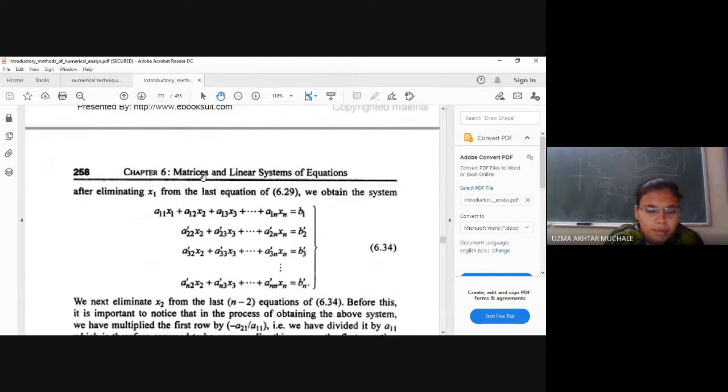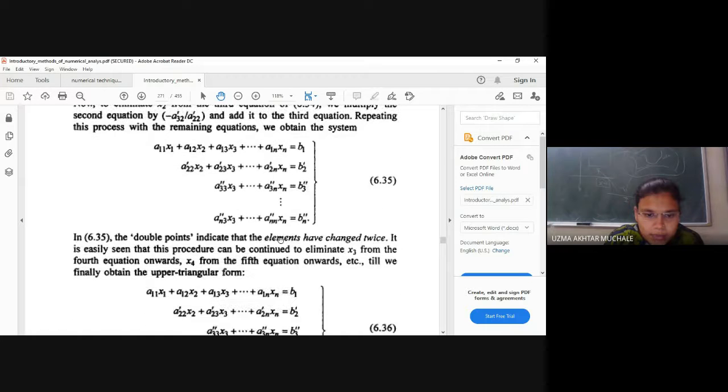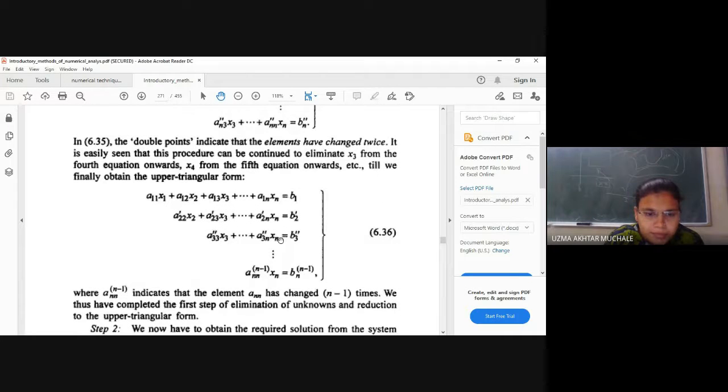Here you can see we have eliminated all the terms of x2. On the next step we eliminate x3 and so on, having eliminated x1 first and x2 next. Finally, we will get a system which is like this. This is just like an upper triangular matrix, and all the lower entries are zero. So you have to do this procedure.